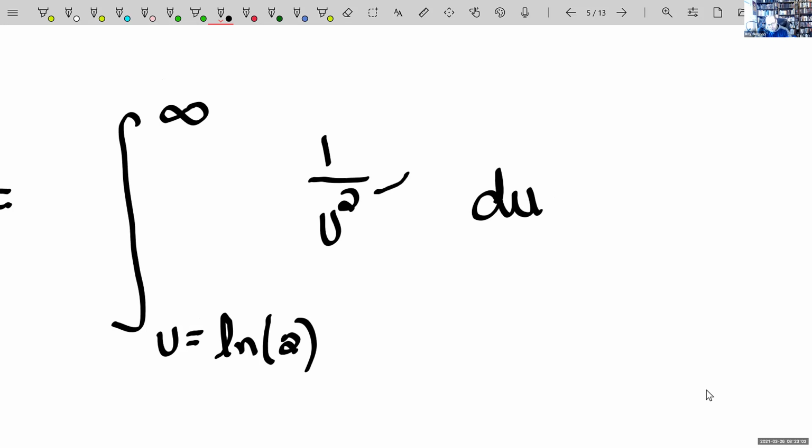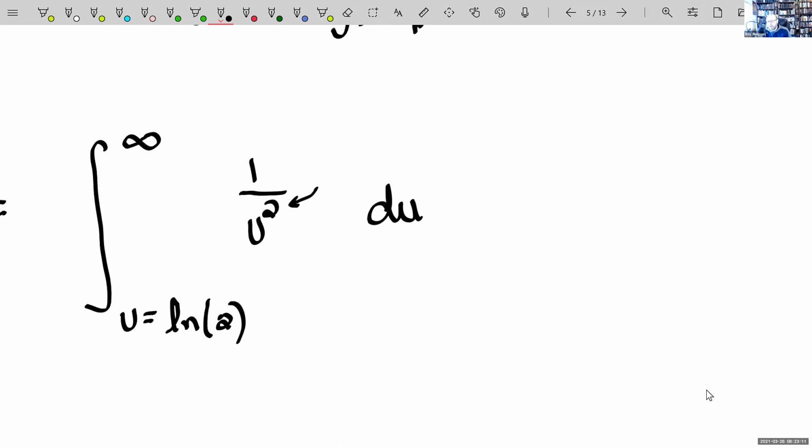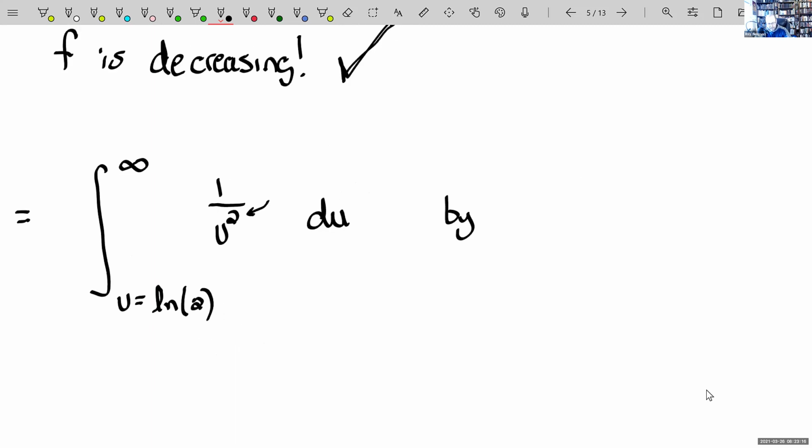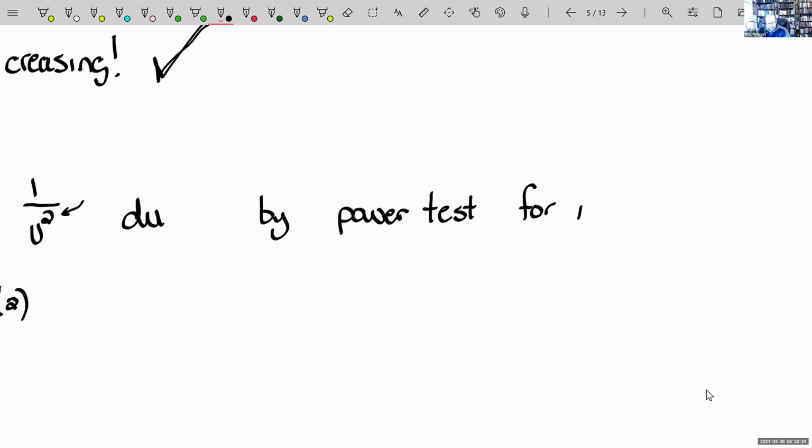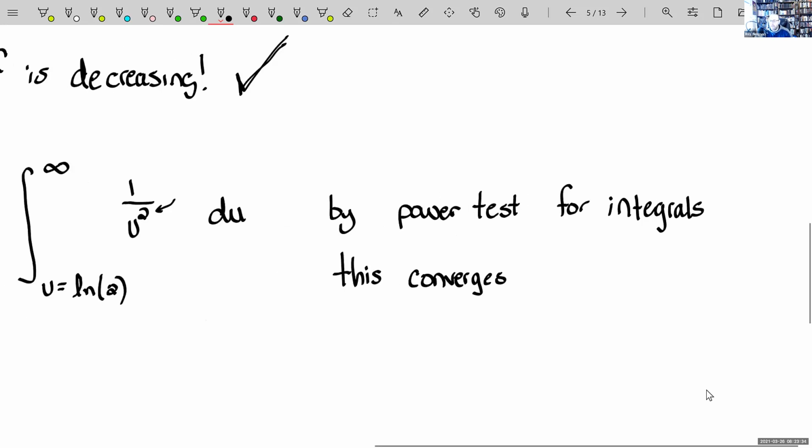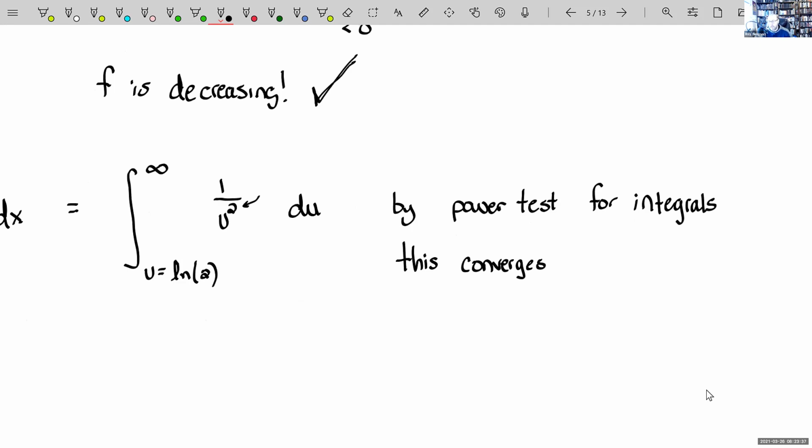If the power is greater than 1, we know it converges. So there's no need for me to actually figure out what this converges to. I don't care. I'll just say by the power test for integrals, this converges, because again, the power is greater than 1 on that improper integral. I don't actually have to trade it out for limits because it was a very simple one. It really worked out nicely.